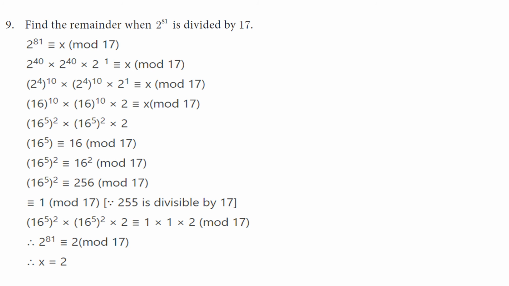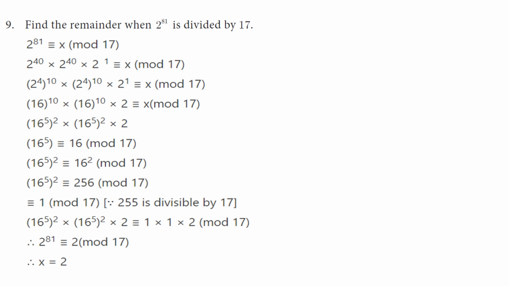Again we can split, using a to the power m whole to the power n equals a to the power mn. From that, 2 to the power 4 whole to the power 10 into 2 to the power 4 whole to the power 10 into 2 to the power 1 congruent to x mod 17. Here 2 to the power 4 is what? 2 into 2 into 2 into 2, that is 16. So 16 to the power 10 into 16 to the power 10 into 2 congruent to x mod 17.